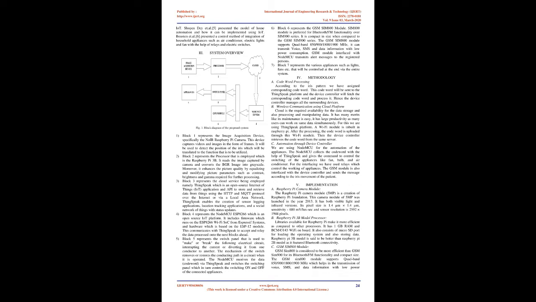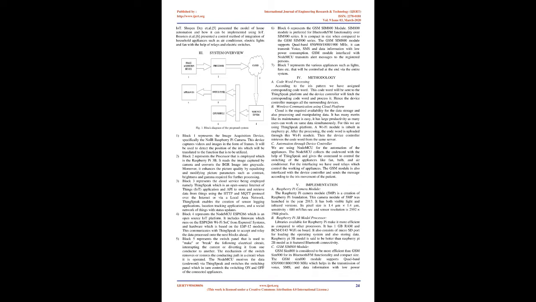1. Block 1 represents the image acquisition device, specifically the Noir Raspberry Pi camera. This device captures videos and images in the form of frames. It will be used to detect the position of the iris, which will be translated to the function that is to be utilized. 2. Block 2 represents the processor that is employed, which is the Raspberry Pi 3B.